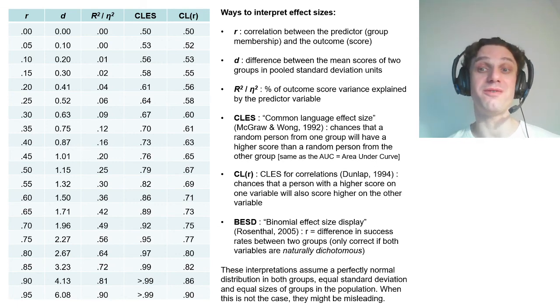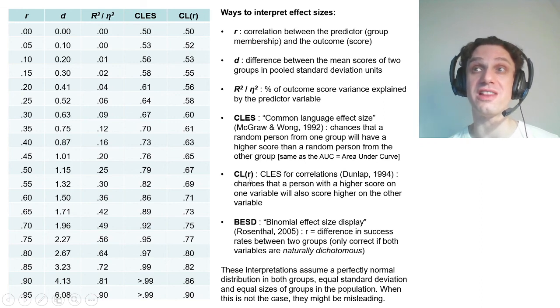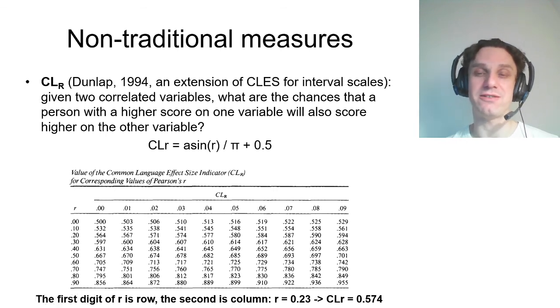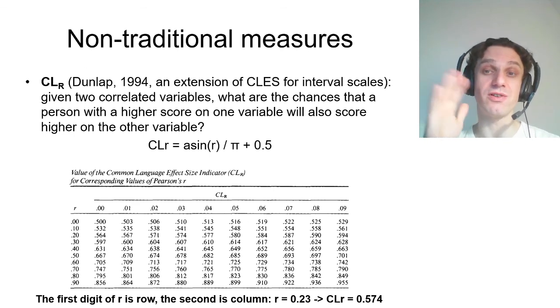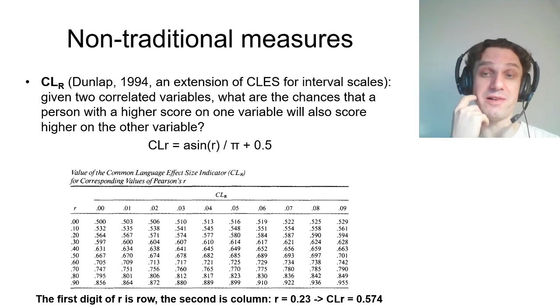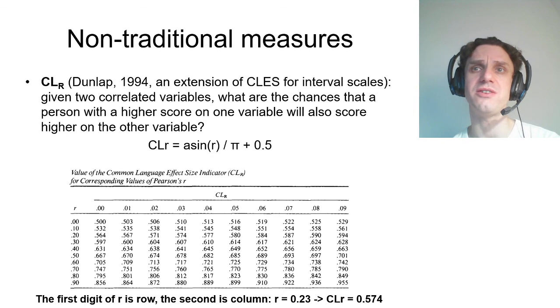In case both of your variables are interval variables, there is another thing which is called common language effect size for correlation. It's basically an adaptation of common language effect size for correlations. If you have 2 correlated variables, what are the chances for a pair of people chosen randomly from the sample, if one person has a higher score on one variable, that he or she will also have the higher score on another variable? The formula for CLR is not complicated, but you can simply use the table.